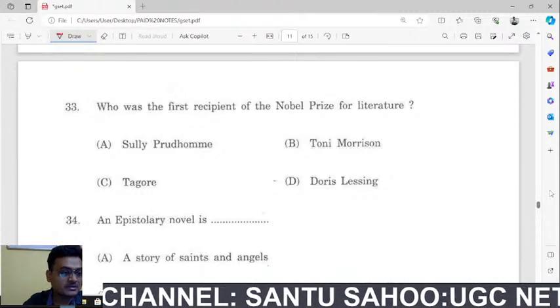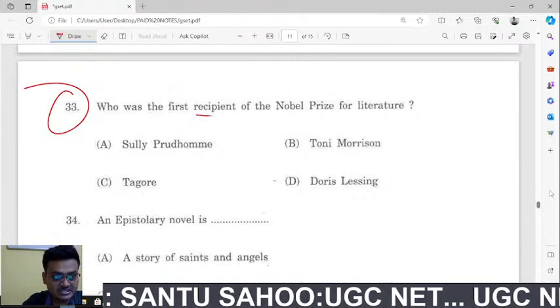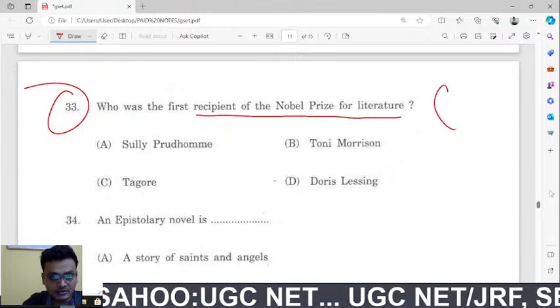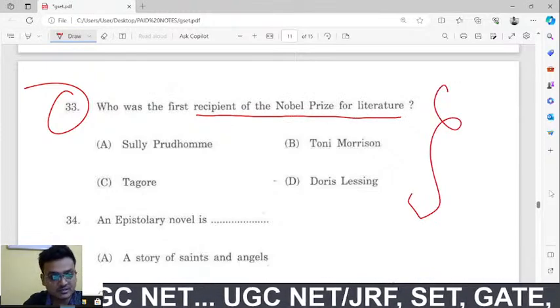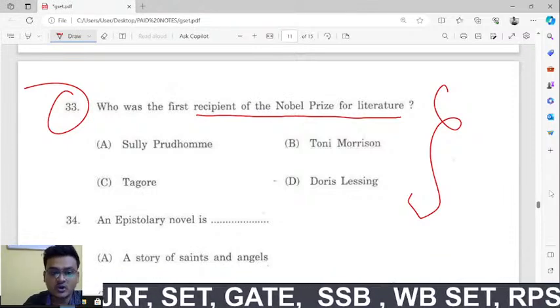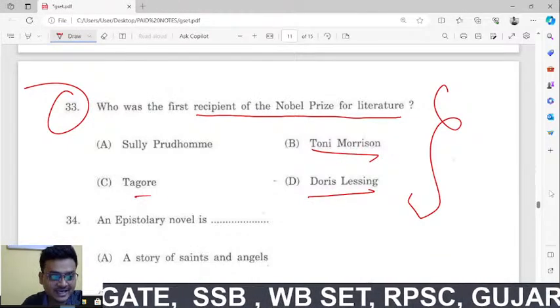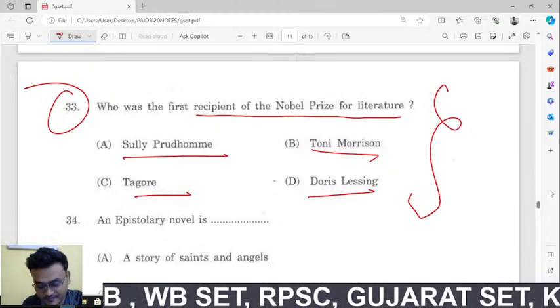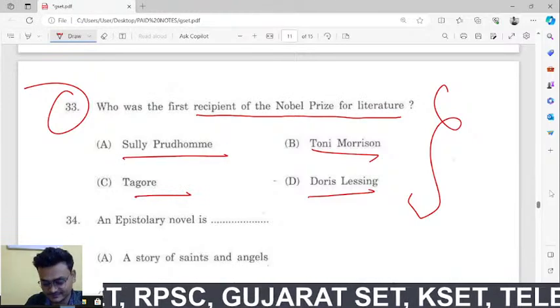So coming on to question number 33 now. Who was the first recipient of the Nobel Prize for Literature? Even this kind of question was asked. First recipient of the Nobel Prize: Toni Morrison, Doris Lessing, Tagore, Sully Prudhomme. Easy question.